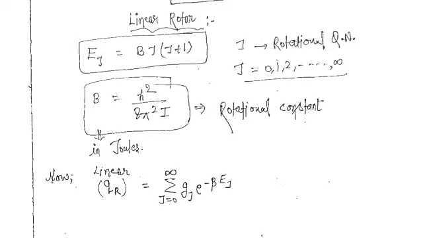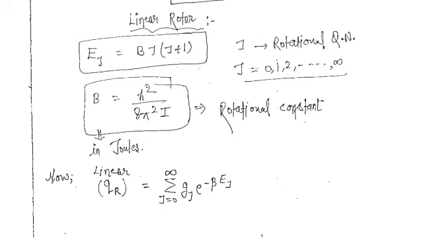So the energy of the linear rotor is B J(J+1), where J is the rotational quantum number. For these rotational levels, we designate J equals 0, 1, 2, 3, 4 and so on, going to infinity. This is the energy of the Jth level: you just put the value of J and you will get the corresponding energy.